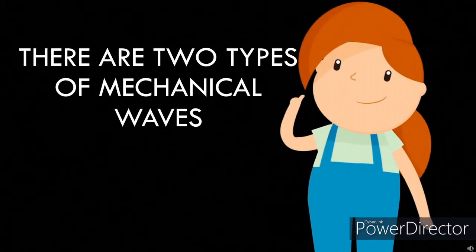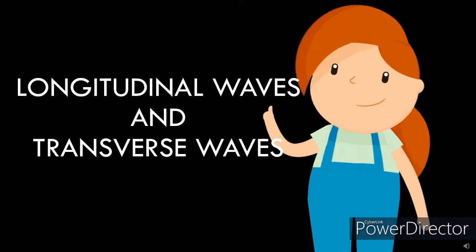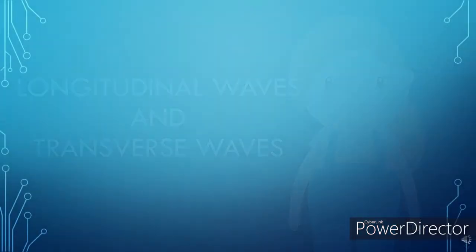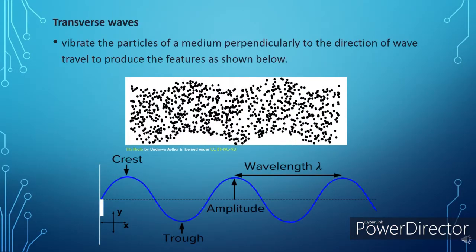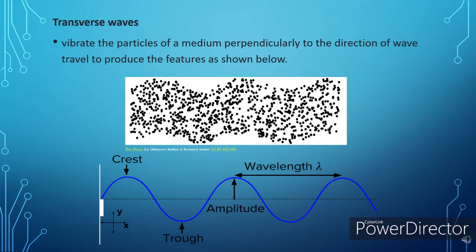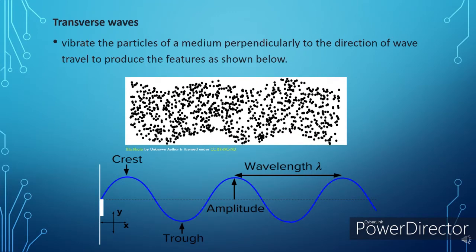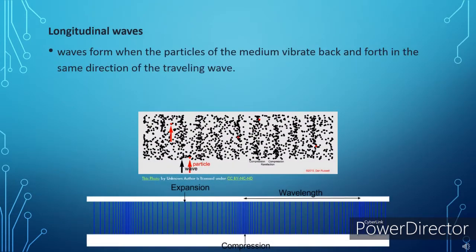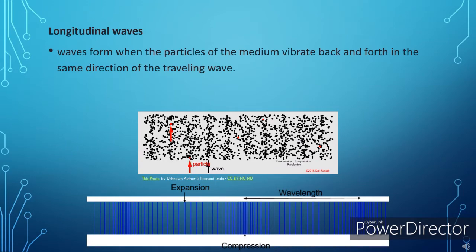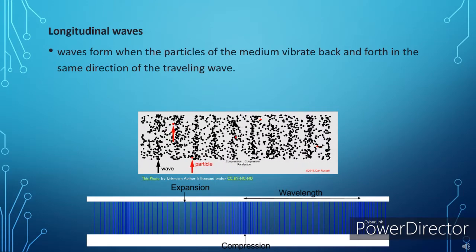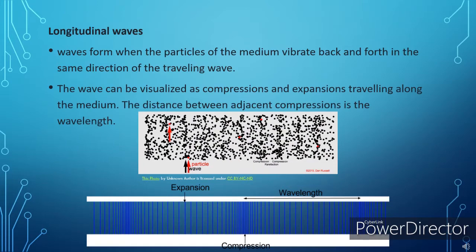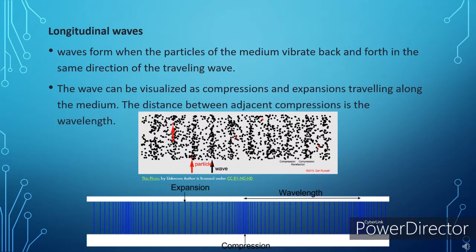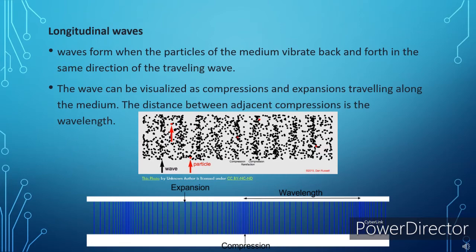Did you know that there are two types of mechanical waves? The two types of mechanical waves are longitudinal waves and transverse waves. Transverse waves vibrate the particles of a medium perpendicularly to the direction of wave travel to produce the features as shown below. Longitudinal waves form when the particles of the medium vibrate back and forth in the same direction as the traveling wave. The wave can be visualized as compression and expansion traveling along the medium. The distance between adjacent compressions is the wavelength.